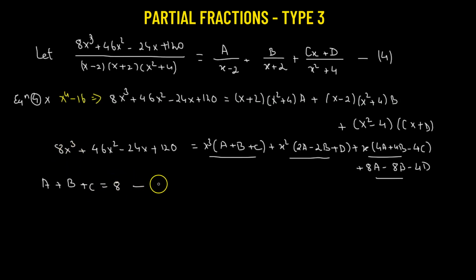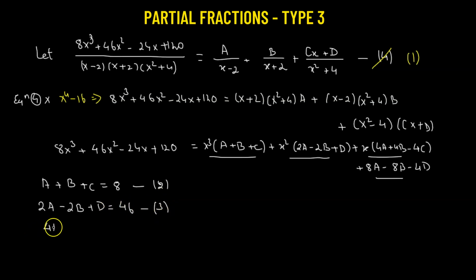So this is going to be one equation. Here I made a mistake, this is actually equation number 1. Fine. Then we compare the coefficient of x squared from both sides, which leaves us with another equation: 2a minus 2b plus d equals 46. Let this be equation number 3.